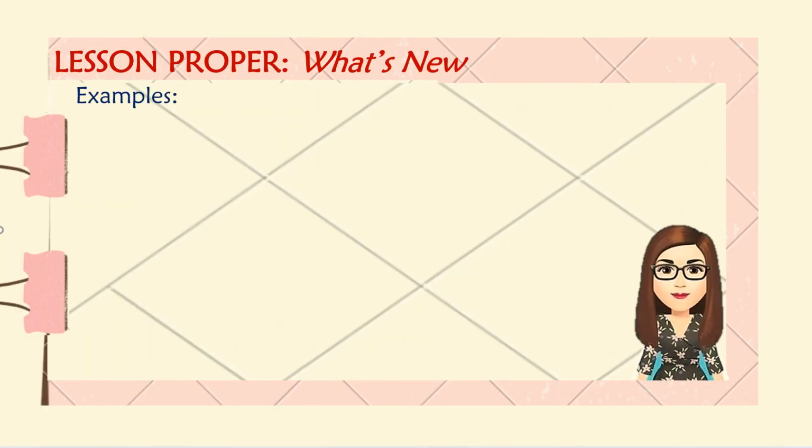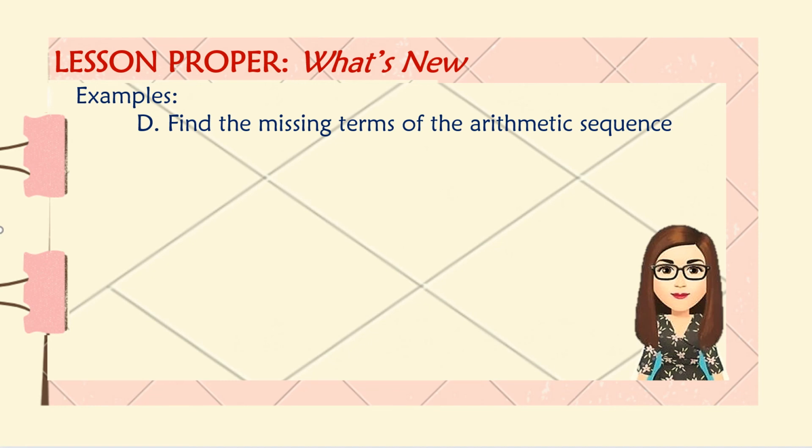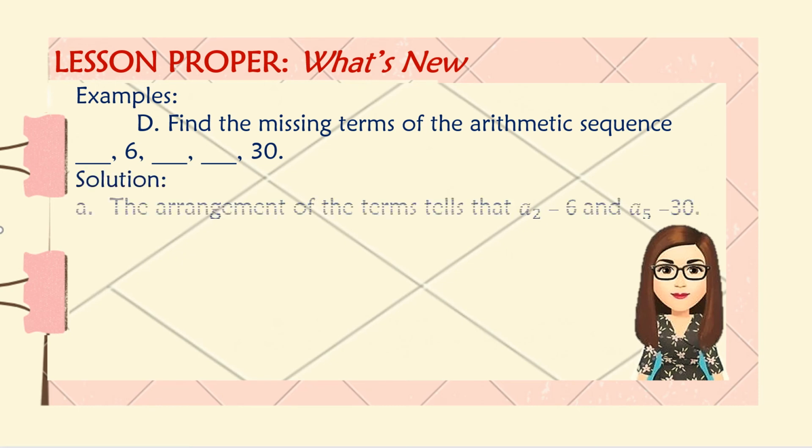Okay, so let's have example number 4. So, find the missing terms of the arithmetic sequence. So, we have the first term is missing, second term is given, third and fourth are also missing, and the fifth term is 30. Okay, so hanapin natin. So, solution. The arrangement of the terms tells that a sub 2 is equal to 6 and a sub 5 is equal to 30. Yun yung given.